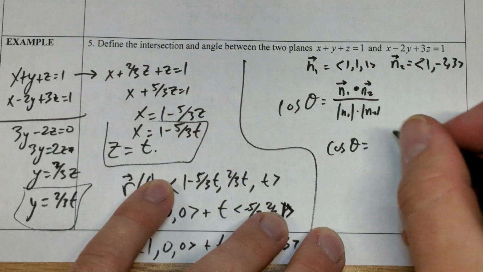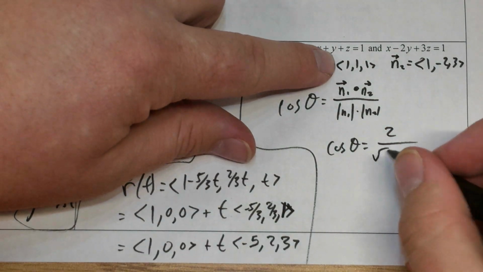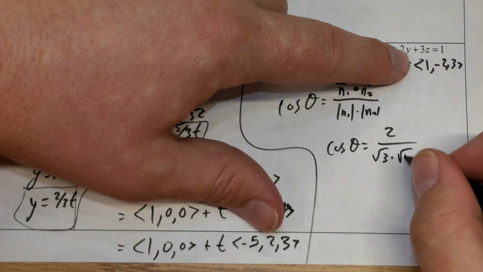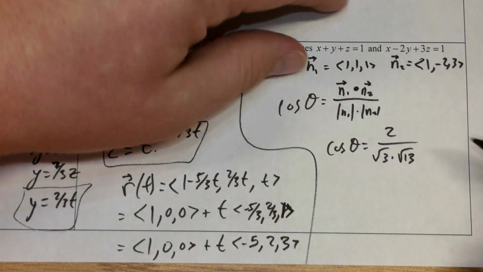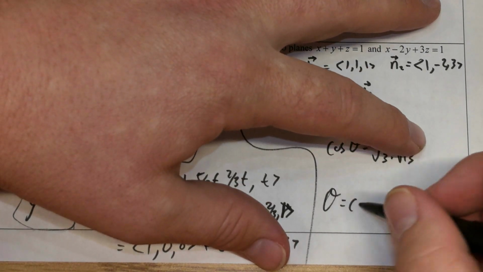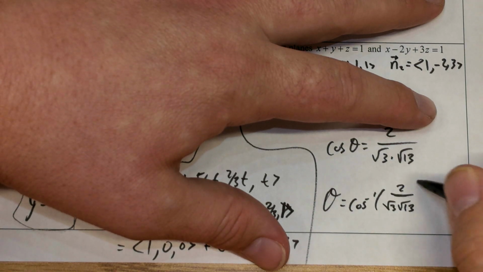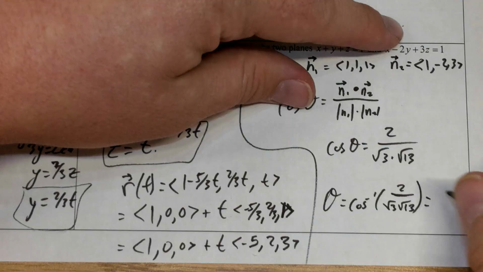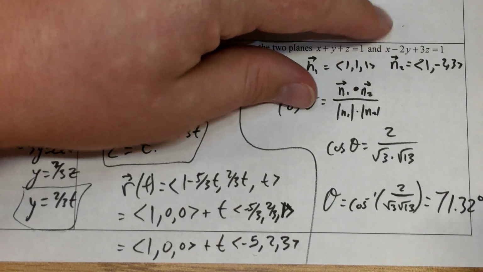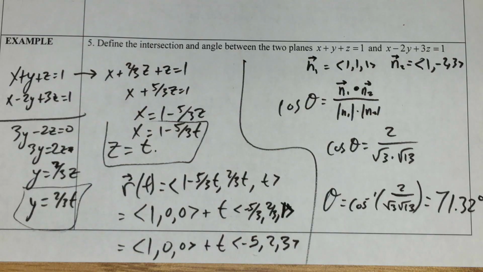When I dot these, I get 2. For a magnitude, I get 3. For a magnitude, I get 13. I use my inverse cosine function. Where if I plug that into a calculator, I get a cool 71.32 degrees.